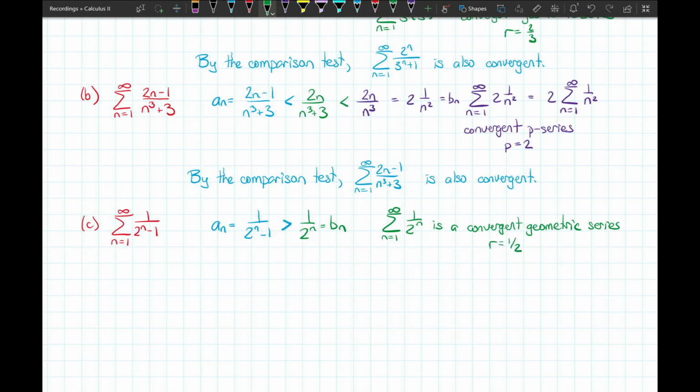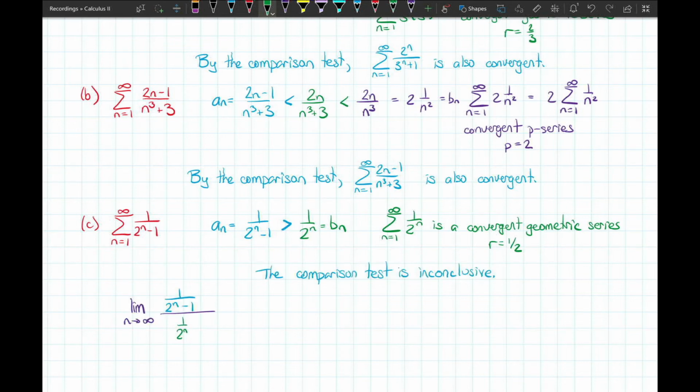But the comparison test doesn't work if we are larger than a convergent series. If we're larger than something that converges to a finite number, it doesn't rule out the possibility that our sum could be infinite. So there's no result from the comparison test just yet, but this is where the limit comparison test might come in handy.